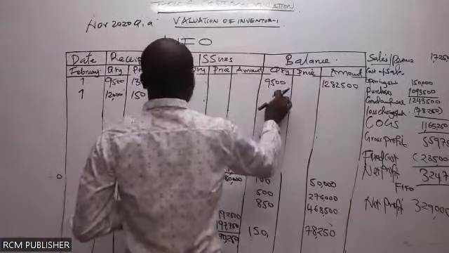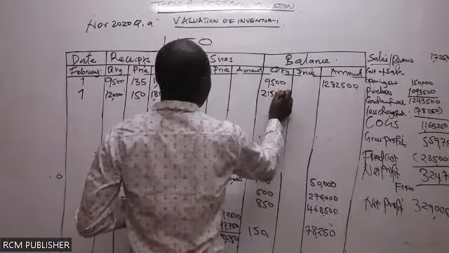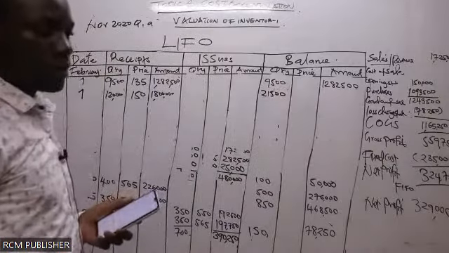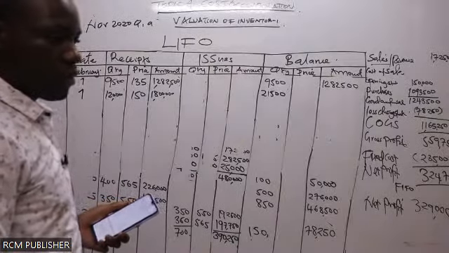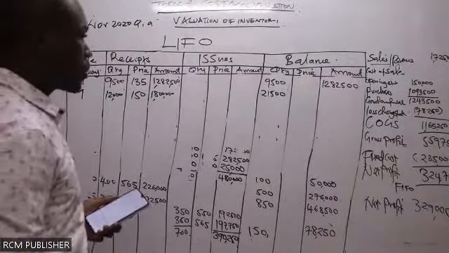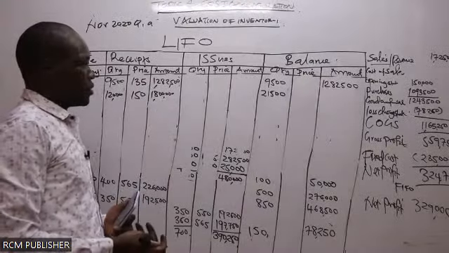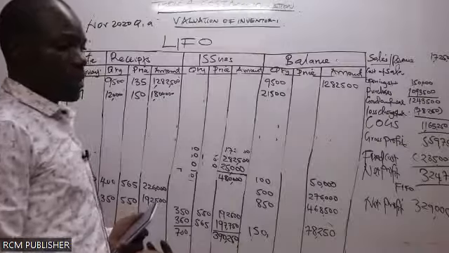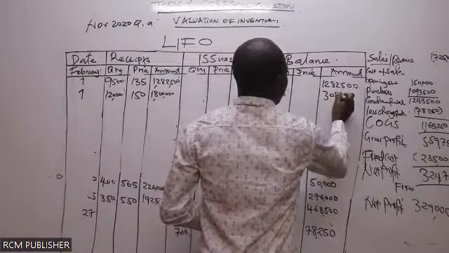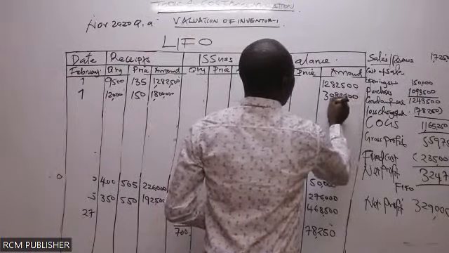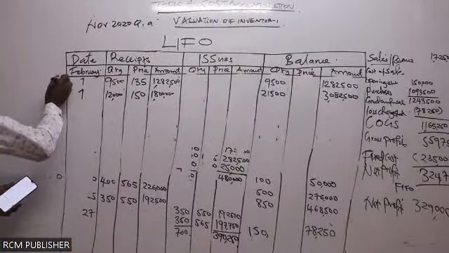Now you bring it here. 12,000 plus 9,500 should be 21,500. Is it 21,500 in terms of units? Okay, how about the value? 1,282,500 plus 1,800,000. What are we getting? 3,082,500. By just doing that, you have your full marks for the transaction that happened on 1st.